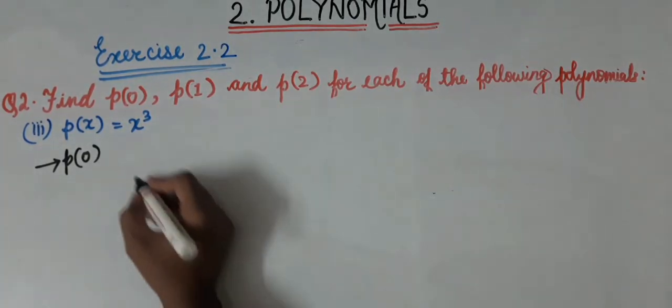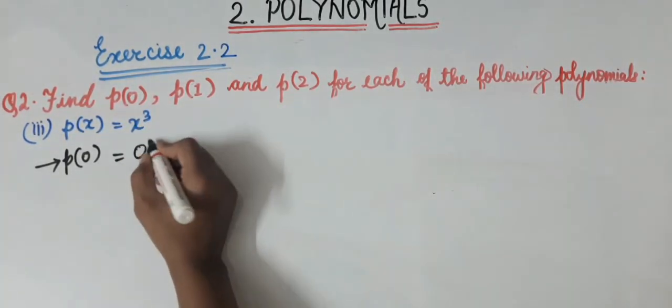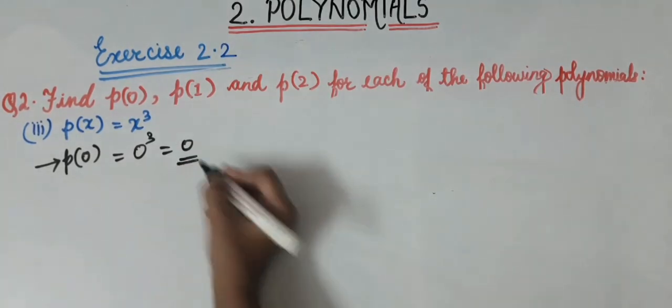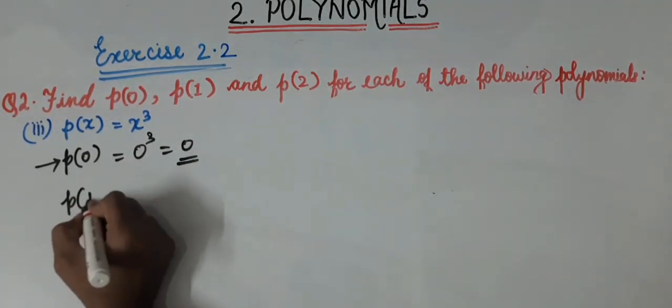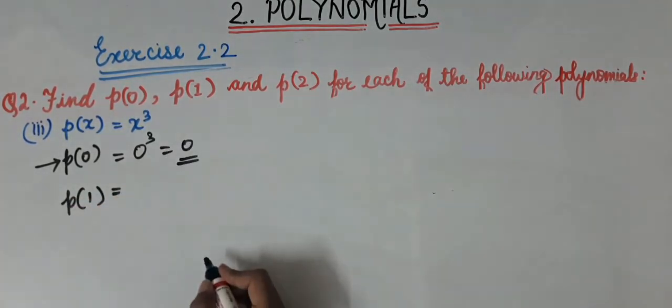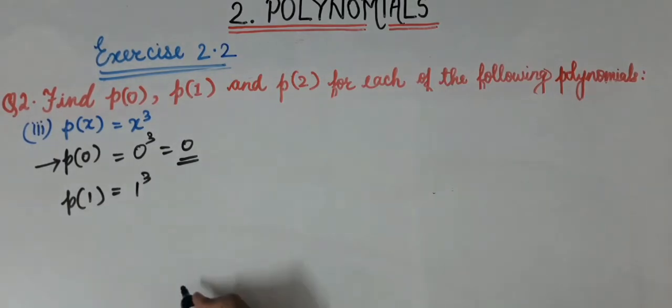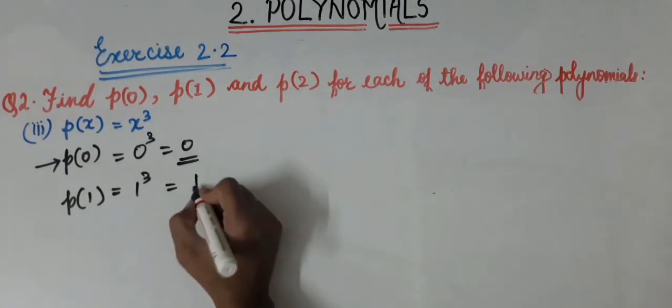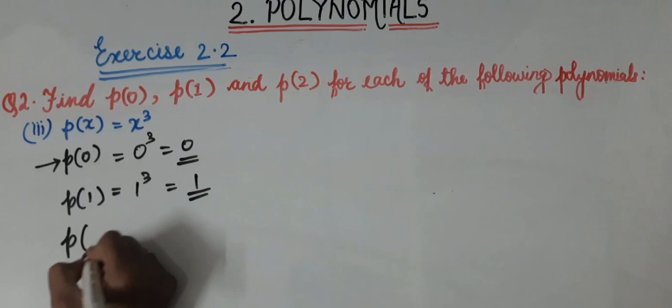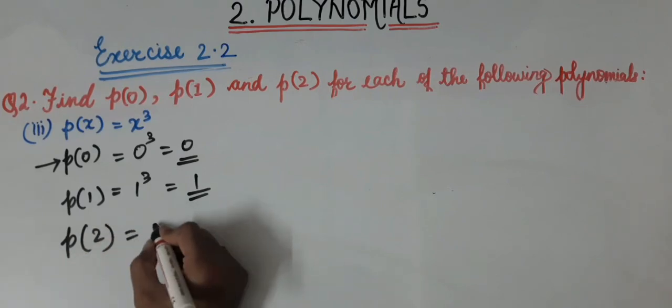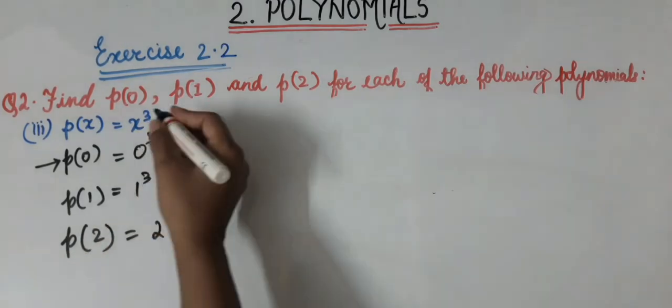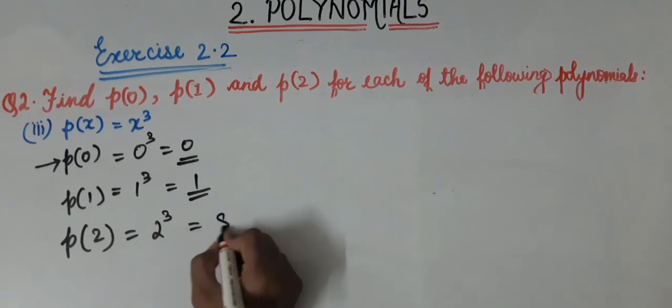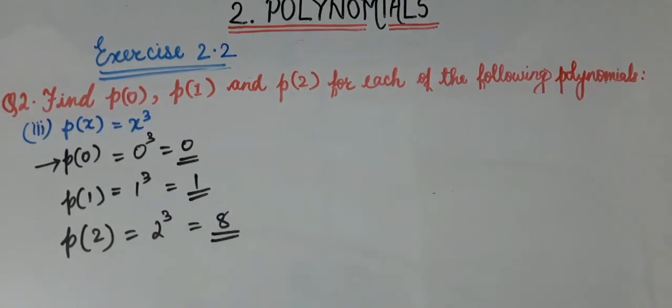Replace x with 0. 0 cube is what? 0 only. Then find P of 1. Replace x by 1. 1 cube, x cube, no? So 1 cube. So 1 cube is what? 1 only. Then find P of 2. X cube, so 2 cube. 2 cube is what? 8. Clear? Easy?